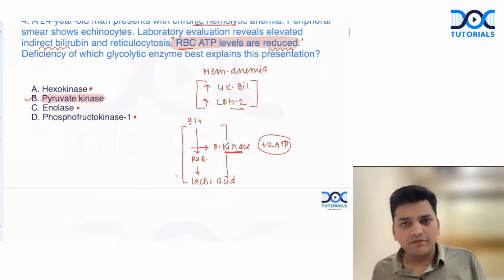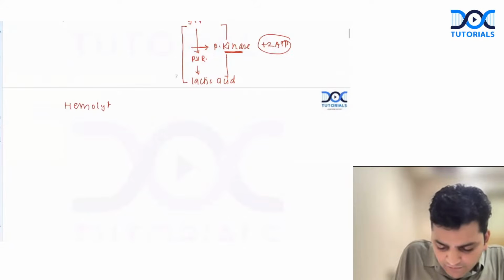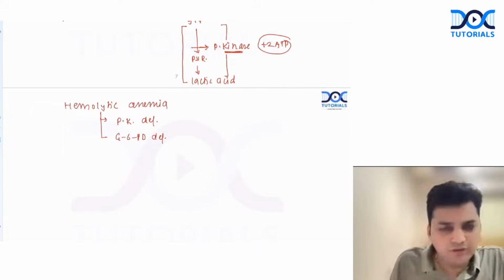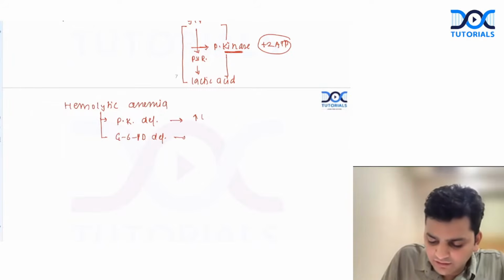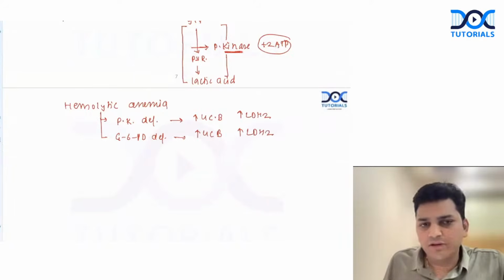So the answer is going to be pyruvate kinase. See, in biochemistry, whenever they talk about hemolytic anemia, there are 2 enzymes that should definitely come to your mind. One, it can be a pyruvate kinase deficiency, or it can be G6PD deficiency. Now, how to differentiate them? In both, hemolysis is happening. In both of them, there's going to be an increase in the unconjugated bilirubin. In both of them, there's going to be an increase in the LDH2. The main difference is going to be the trigger.